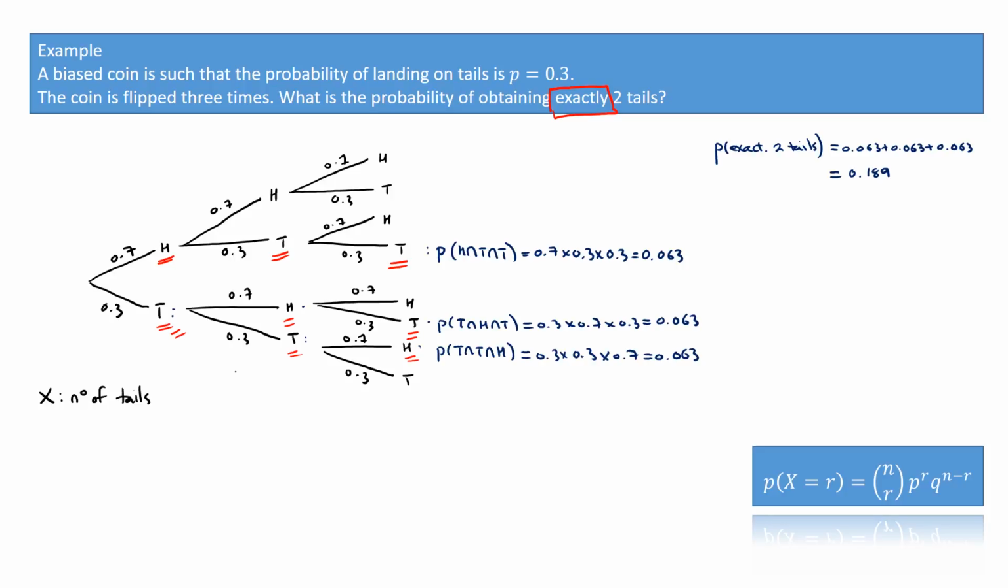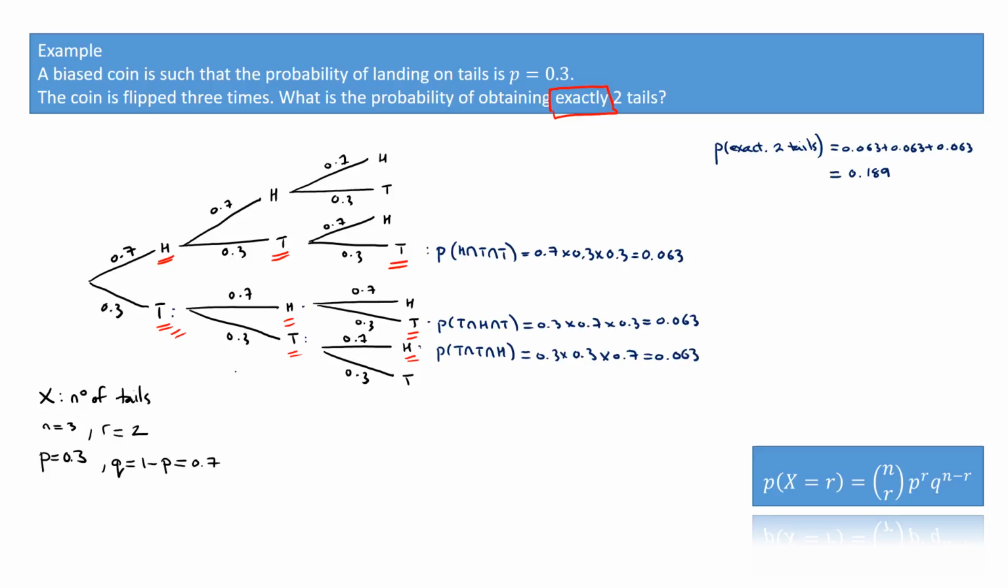Okay, we're flipping the coin 3 times, so n, the number of trials, is equal to 3. We're interested in the probability of obtaining exactly 2 tails, so the number of successes we're interested in is 2, so r is equal to 2. The probability of a win, p, is equal to 0.3. That's the probability of obtaining tails. And the probability of a loss, that's q, is equal to 1 minus p, so that's equal to 0.7.